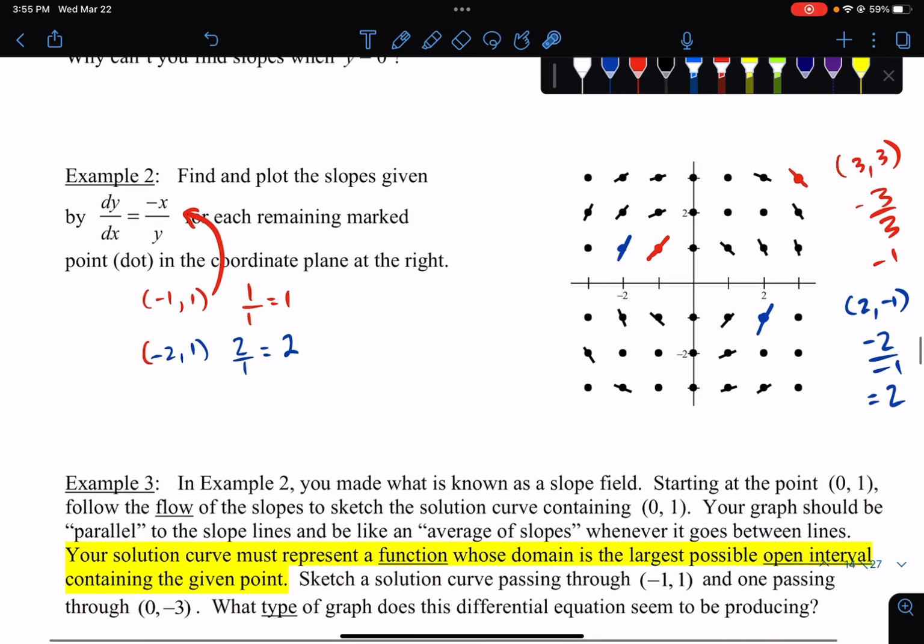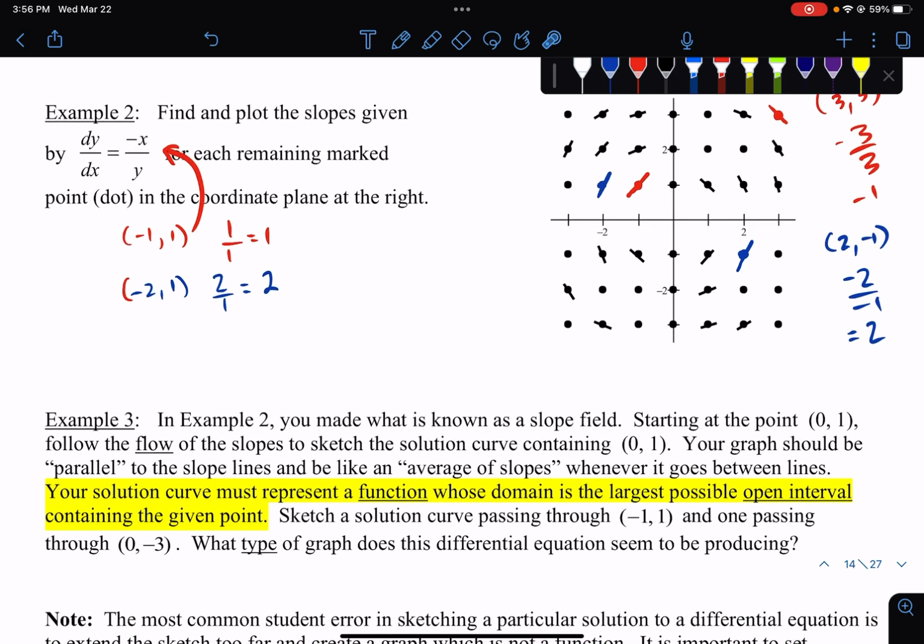So in example 3, we've made the slope field. It wants me to start at (0, 1) and follow the flow of the slopes to sketch the solution curve through (0, 1). So if I had a point (0, 1), there's my point. I want to draw a solution that goes through that point. Right there, my solution has a slope of 0, and as I draw my line, I want to follow the tick marks.